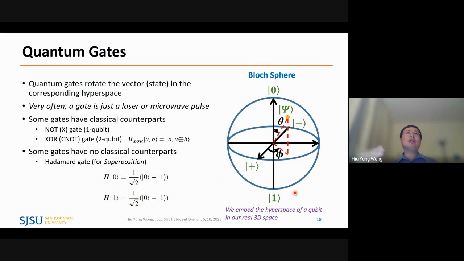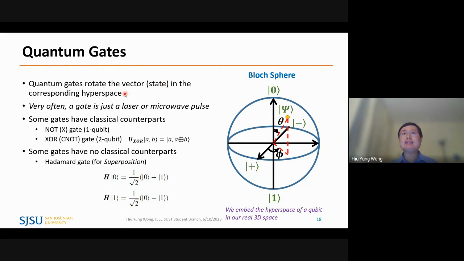So we learned the basic things. We learned what superposition is, what entanglement is, what measurement does. Then, what is a quantum gate? A quantum gate is nothing special. It is just something to rotate the vector in the corresponding hyperspace.